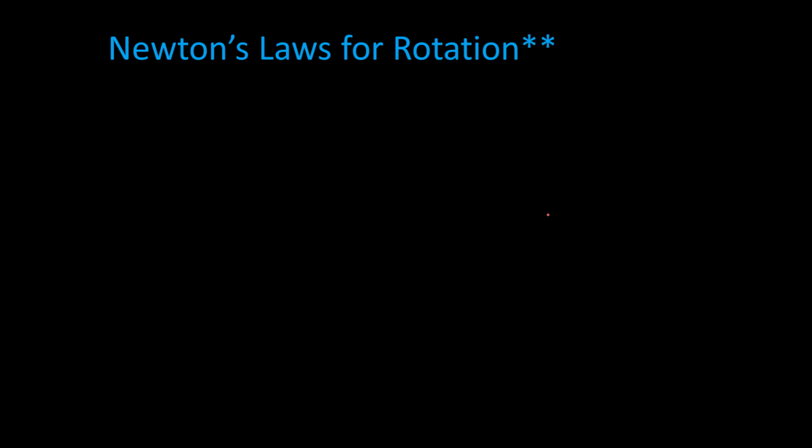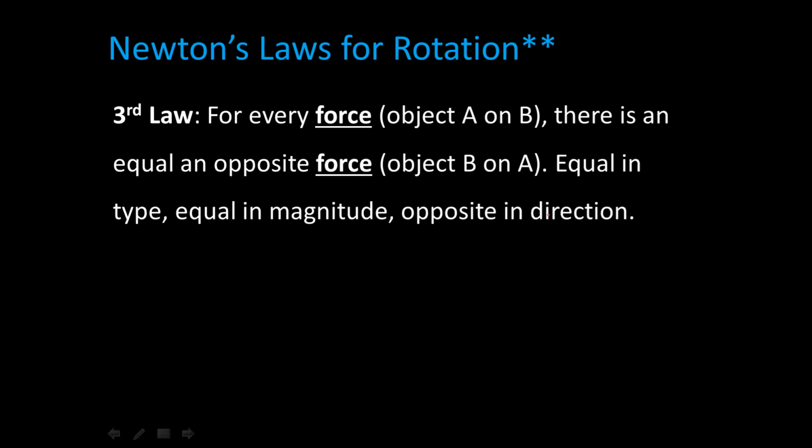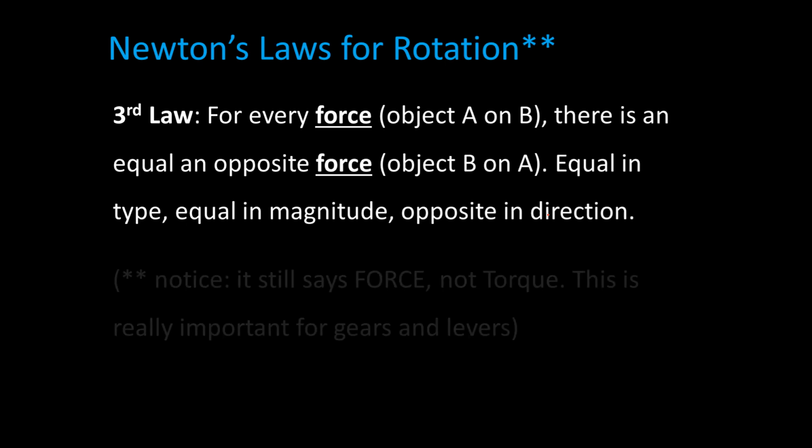Let's take a look at Newton's third law for rotation. And there's going to be an important note here. Newton's third law: for every force, object A on B, there's an equal and opposite force, object B on A, equal in type, equal in magnitude, and opposite in direction. Yes, I bolded and underlined the word force, because in this case, we would not say for every torque there is an equal and opposite torque. That is not actually correct.